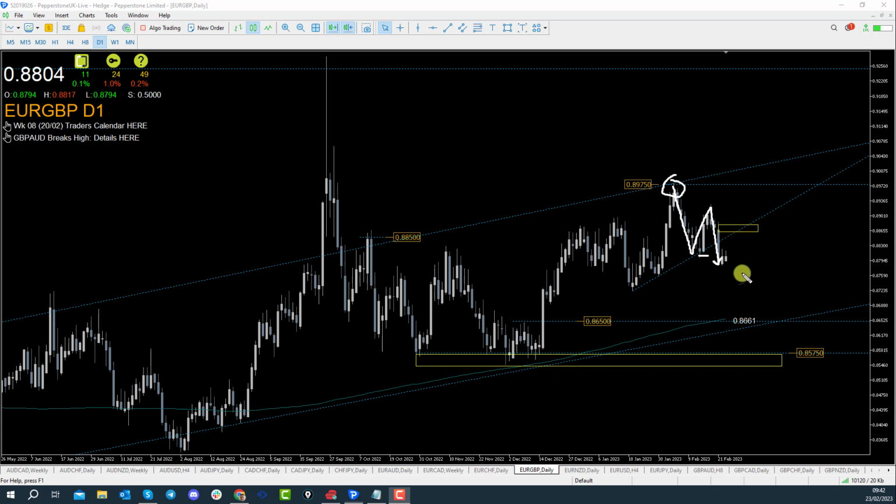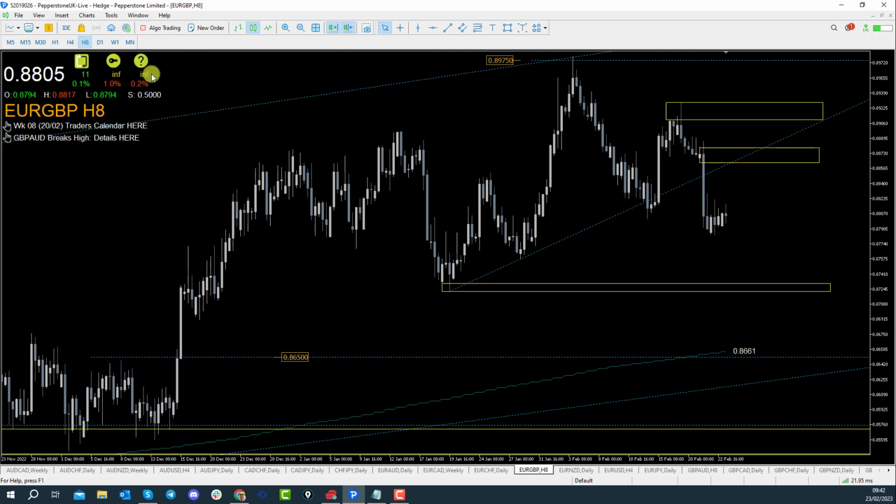So if the pound is going to remain strong and the euro is showing some signs of weakness, we could expect price to extend lower into either these daily lows through here, which we'll take a look at in a second, or the 0.8650, which holds confluence with the bearish channel low as well as the 200 daily moving average. So I quite like the opportunity here.